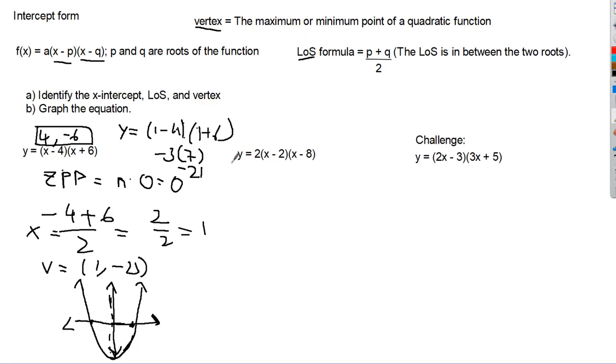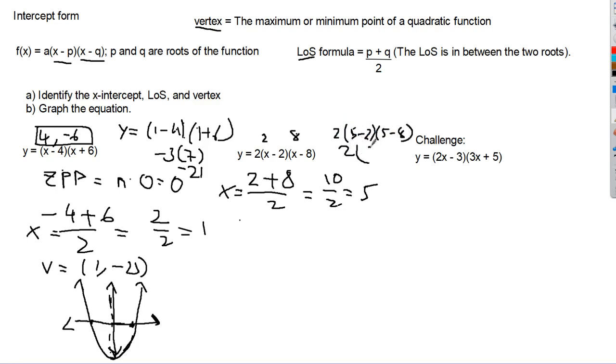Our formula. We're going to identify the x-intercepts, which are 2 and 8, right? And then we're going to put our 2 and 8 to use. 2 plus 8 over 2 is 10 over 2, which is 5, right? So our line of symmetry is x equals 5. Put the line of symmetry back in: 5 minus 2, 5 minus 8. We'll get 3 times negative 3... which is negative 18. So our vertex is 5, negative 18. Again, a really low vertex.